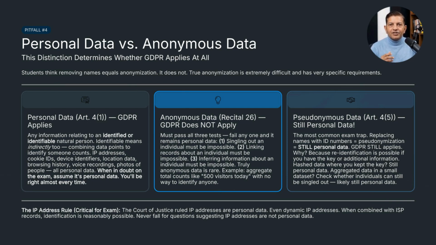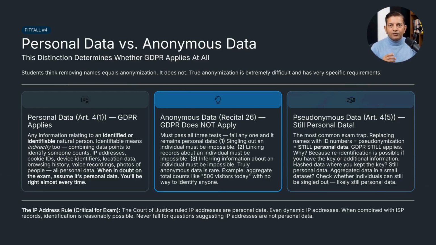First, hashed data. If it's reversible or you kept the key, it's still personal data. Second, aggregated data. Check carefully whether individuals can still be singled out. If the dataset is small, aggregation might not prevent identification. Third, publicly available data. Just because it's public doesn't mean it's not personal data. It absolutely still is.